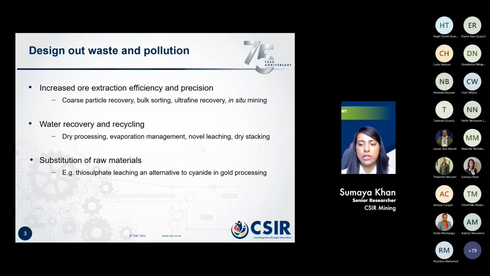And the last point under the principle of designing out waste and pollution is the substitution of raw materials. Substitution could potentially minimize the overall production of waste, reduce health and environmental impacts, and reduce carbon emissions from excessive mining operations. An example of substitution of raw materials is the use of thiosulfate leaching as an alternative to cyanide in gold processing.